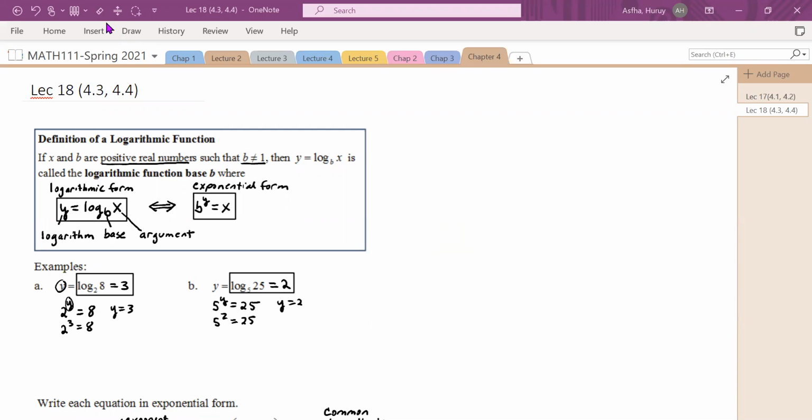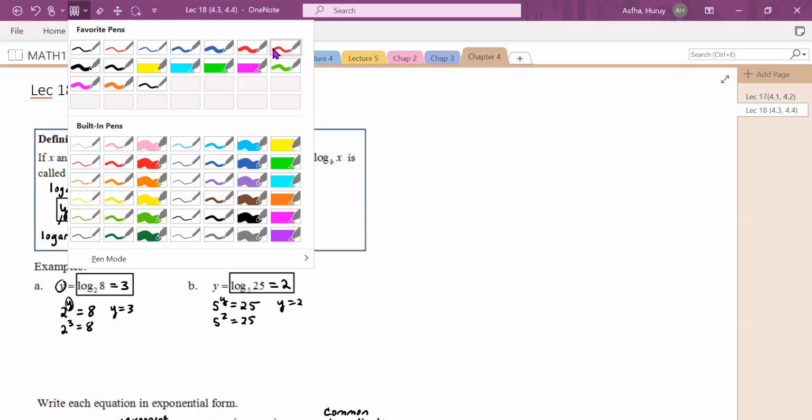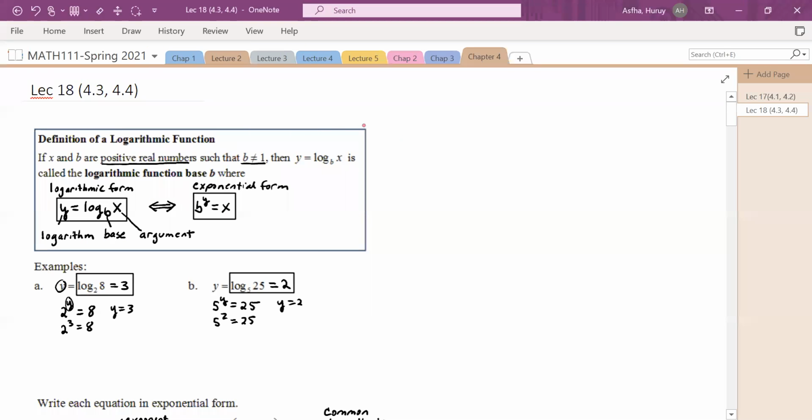So what is a logarithm function? Well, in our last lecture, we learned exponential functions and we learned inverse functions. If we have a function f of x, we said the inverse of this function is denoted by f inverse of x. So this, we call an inverse function of f of x.